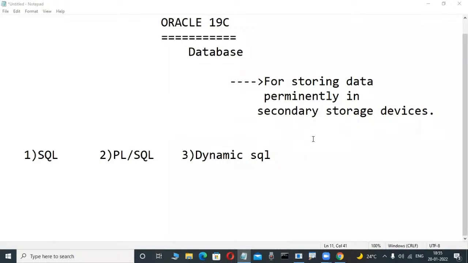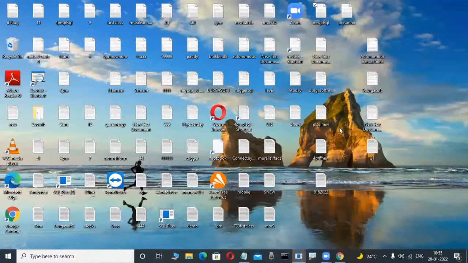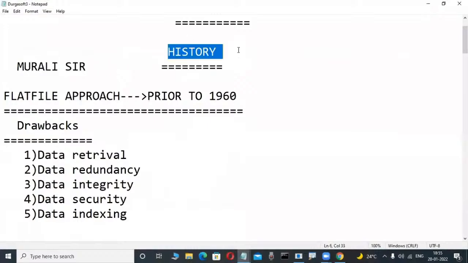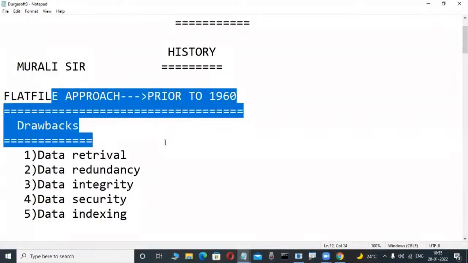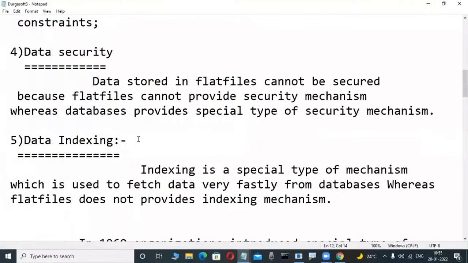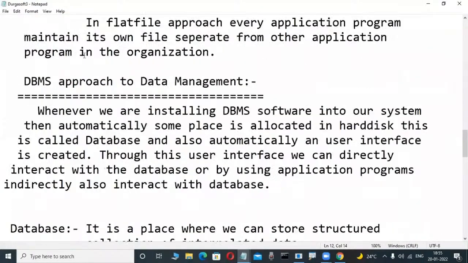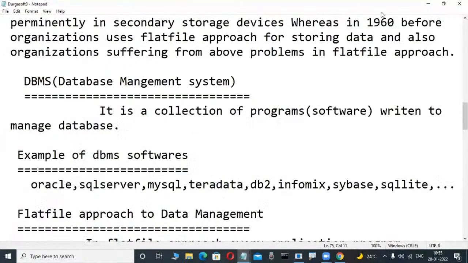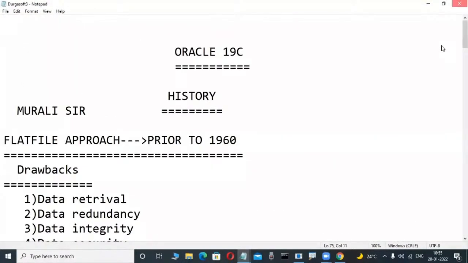In this course, we are covering SQL, PLSQL, and dynamic SQL along with this. One of these days, history also we are telling. In olden days, the flat file approach was there. What are the drawbacks? We are learning in the middle of the course. Then what is a database? What are DBMS and RDBMS, and what are the differences? These are all the things we learn one of these days.